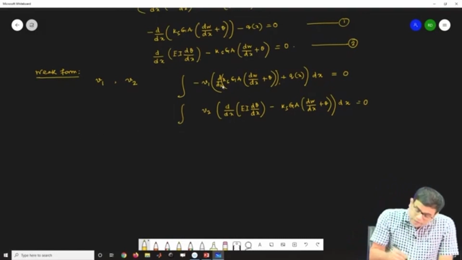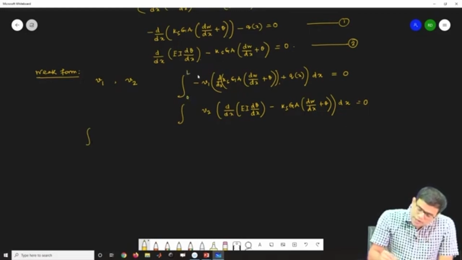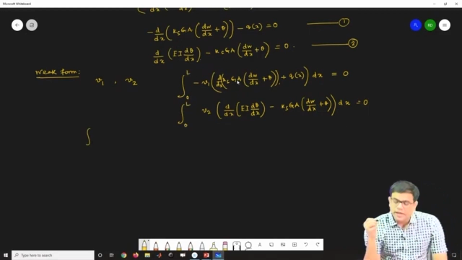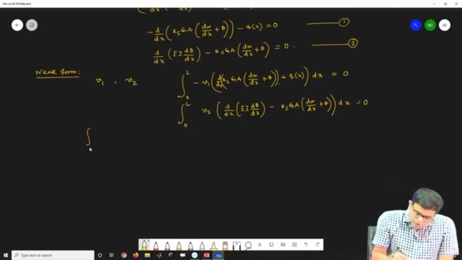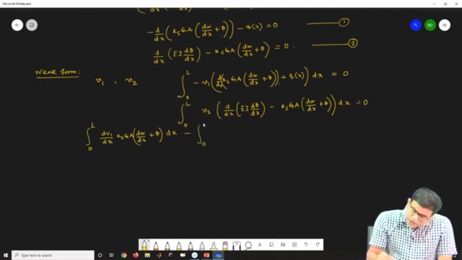So if I do the weak form, then what will happen is that integral, so this is from 0 to L. I'm just taking that area and moment of inertia I. So I can write 0 to L, and then this is nothing but dv1 by dx into Ks Ga, and then dw dx plus theta. That is my this thing, and then we'll have this forcing term and then boundary condition, that is qx into v1 dx.